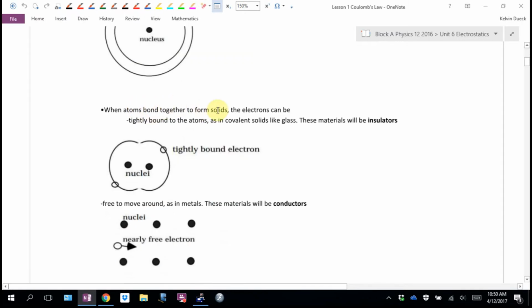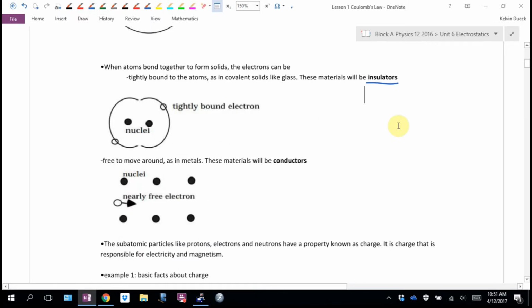When atoms bond together to form solids, all the action happens with the electrons. The electrons can be tightly bound to the atoms, as in covalent solids like glass. These will be insulators. Insulators, and that's a term you'll need to know, are objects that don't allow electrons to move very freely. Your skin is actually a pretty good insulator. But, like any insulator, with enough oomph, you can overcome it. What do I mean by oomph? We'll have to define oomph with electrons and electricity later on scientifically.